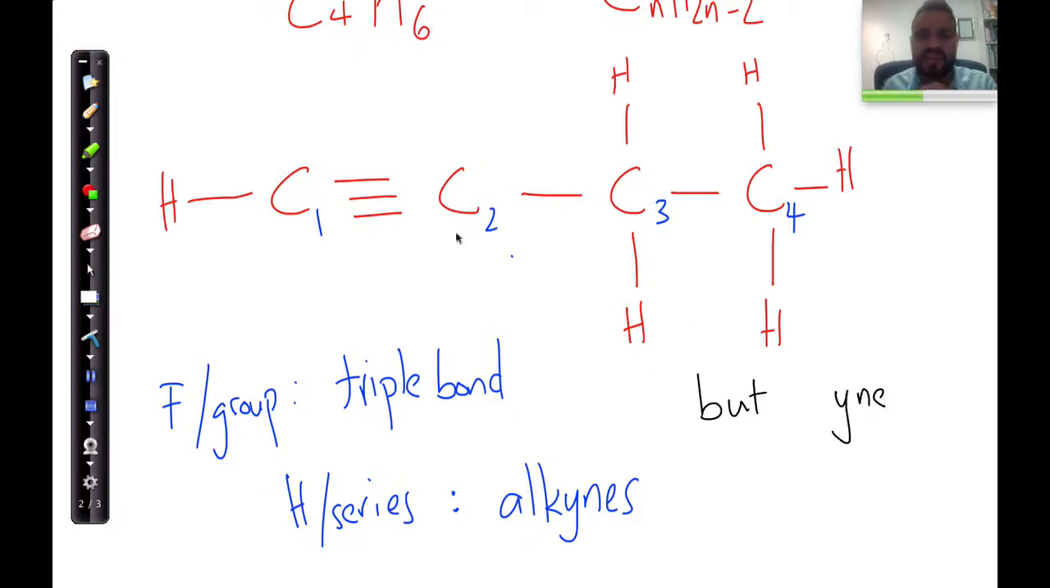and we need to indicate where that triple bond lies. Does it lie on the first carbon, the second carbon, the third carbon, or the fourth carbon? In this case, it lies on the first carbon, so we say but-1-yne, and that's going to be the name of that hydrocarbon. Okay, so there we have our first example.